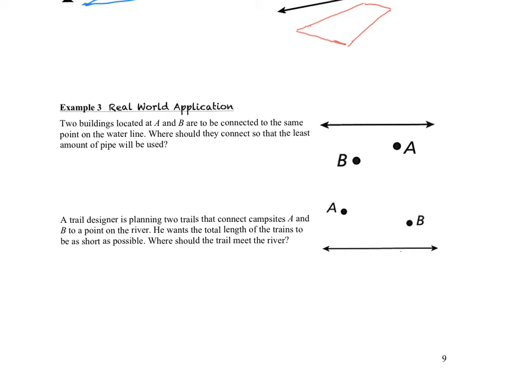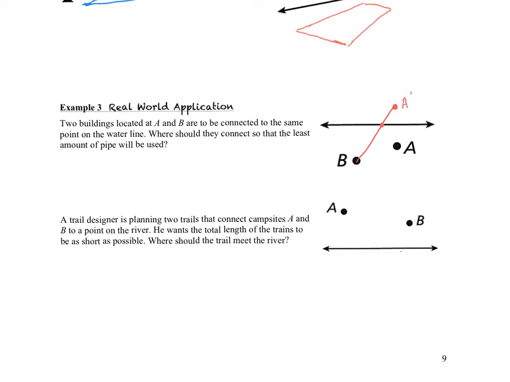Example 3, two buildings located at A and B are to be connected to the same point on the water line. Where should they connect so that the least amount of pipe will be used? So you want to reflect the shortest distance point, which is point A. So I'm going to reflect that. Let's call that A prime. And where the other point B and the A prime line intersect with the water line, that is where they should connect, so the least amount of pipe will be used.